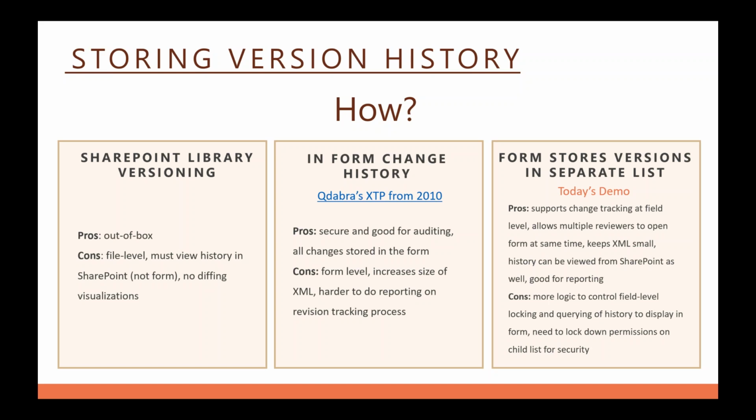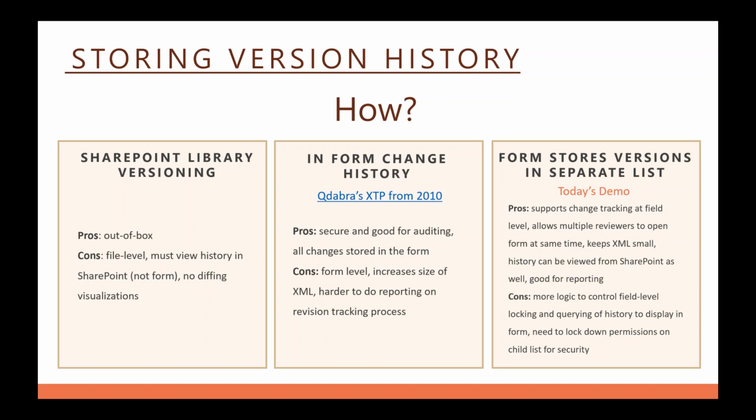One is to just do it at the form level. You can do it out of box with SharePoint library versioning. Everyone can just turn that on. The downside is you've got to go into SharePoint to see it. It's hard to do reporting, if not impossible. It's document level, so you don't have any change tracking at a field level, for example.